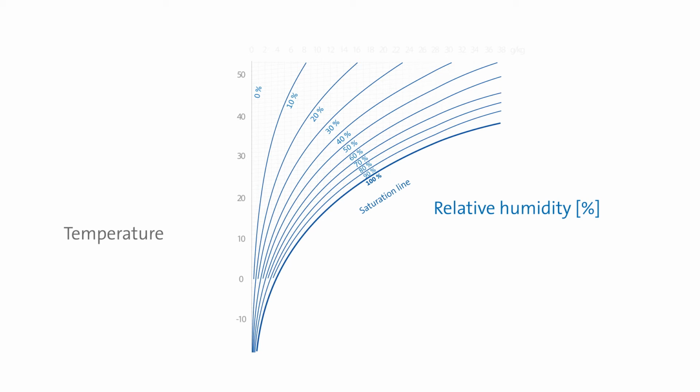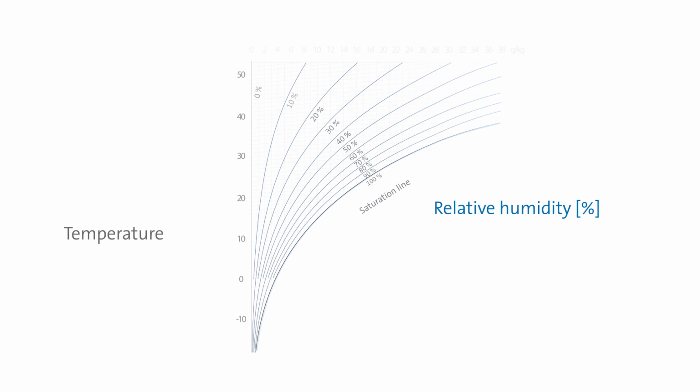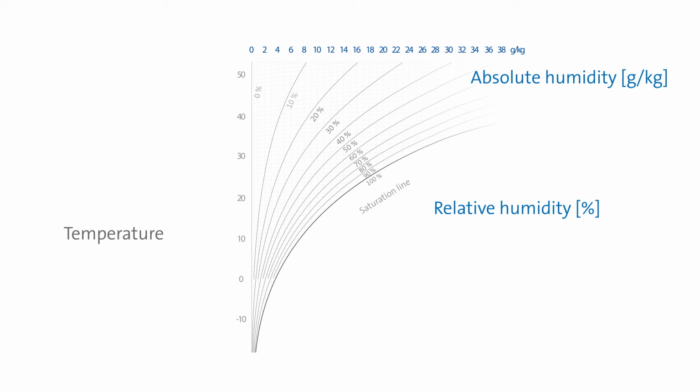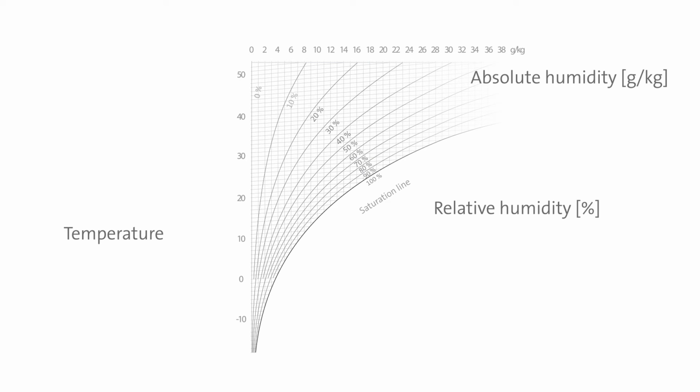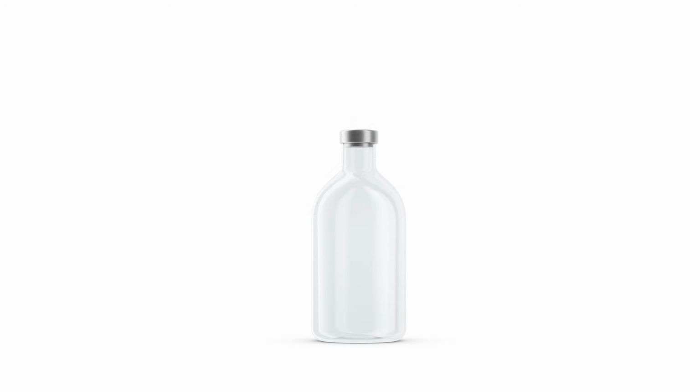Relative humidity is therefore a percentile proportion describing the degree to which air is saturated and how close the air condition is to the saturation line. By contrast, absolute humidity describes the precise amount of water contained in air, in grams of water per kilogram of air.